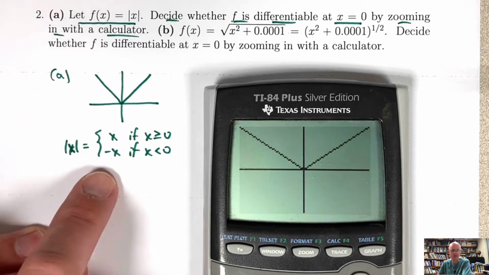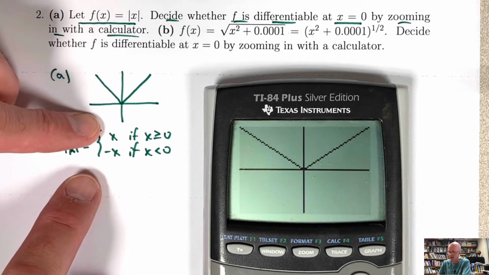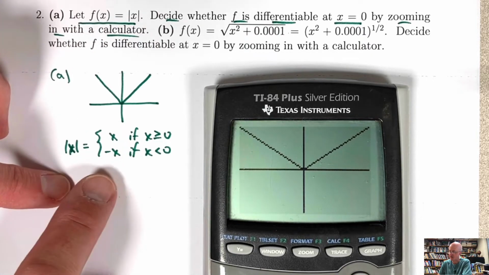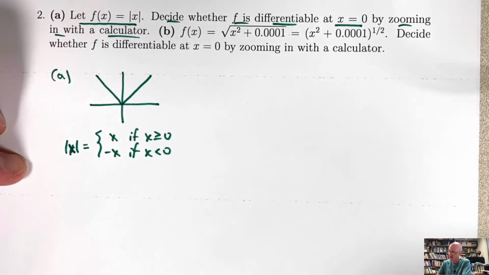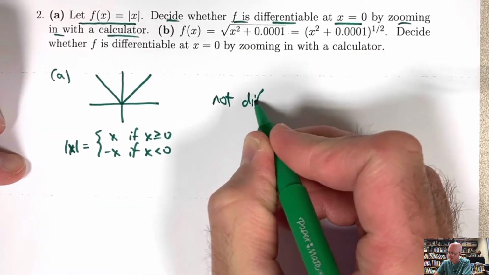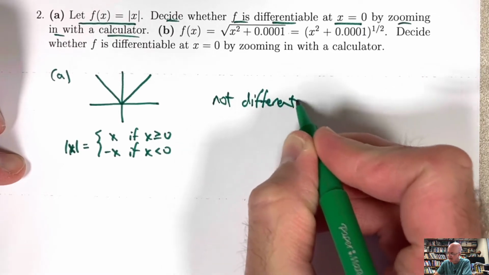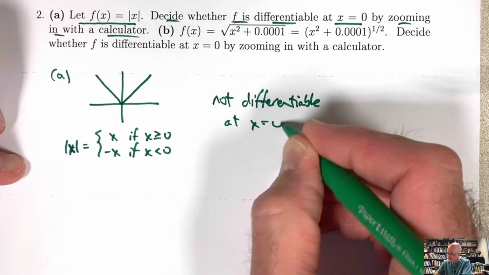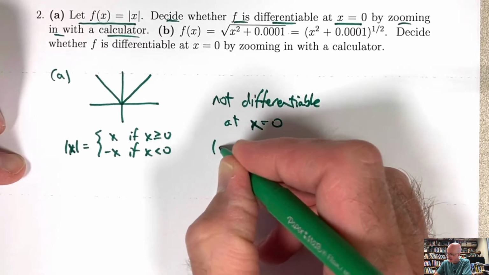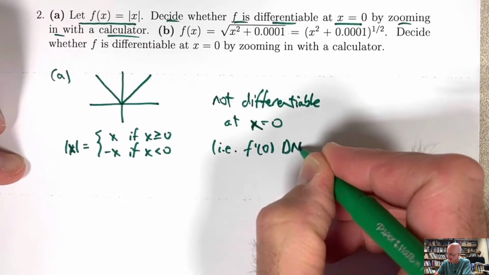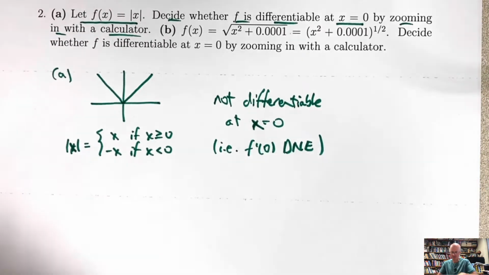I mean, that makes sense if you think about the formula. The slope, so to speak, when x is greater than or equal to 0 is 1, and when x is less than 0 is negative 1. And those slopes don't match up at 0. This function is not differentiable. It does not have a derivative at x equals 0. You could say, i.e., f prime of 0 does not exist. DNE means does not exist, okay?